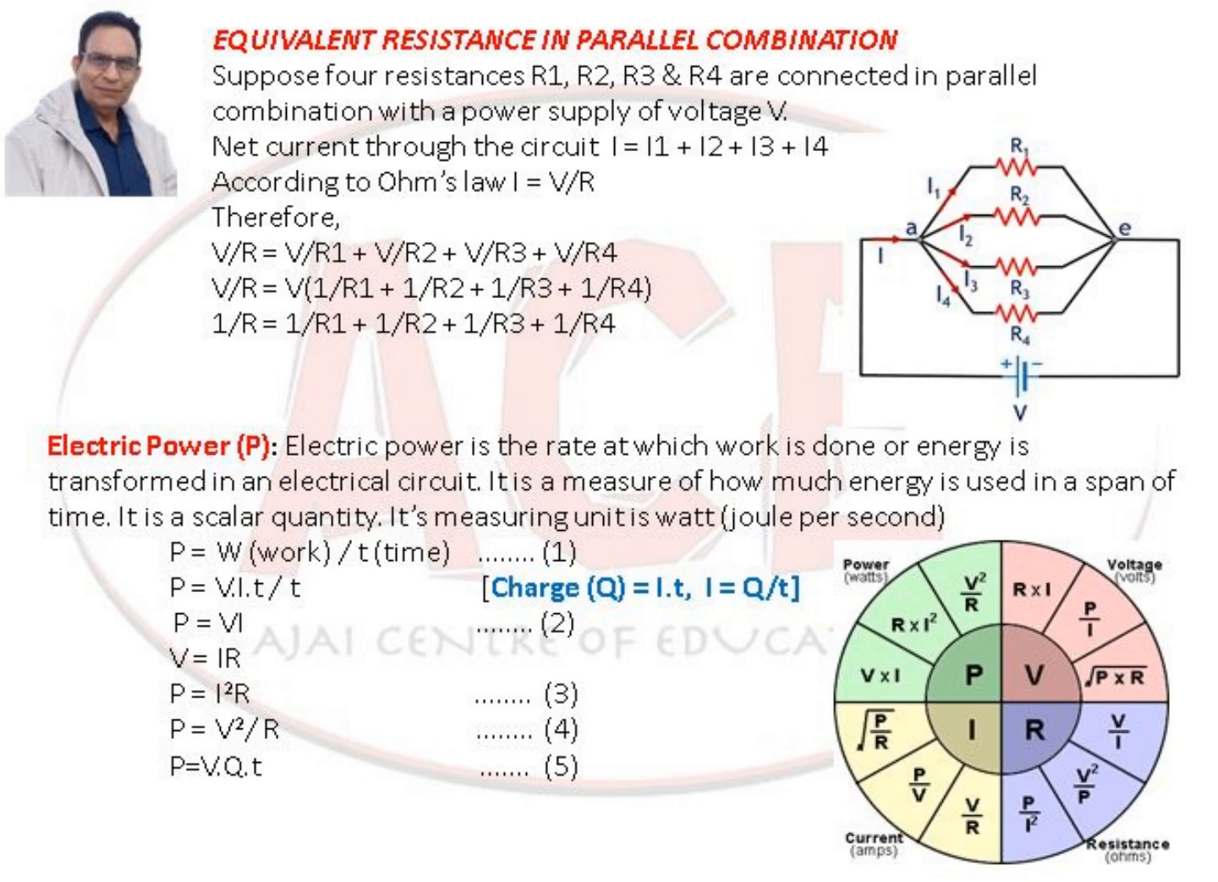P is equal to VIT divided by T. T is cancelled from both the sides. We get P is equal to VI. V is equal to IR. Substituting the value of V, we get P is equal to I square R. The same way, P is equal to V square over R, and P is equal to V into Q into T.